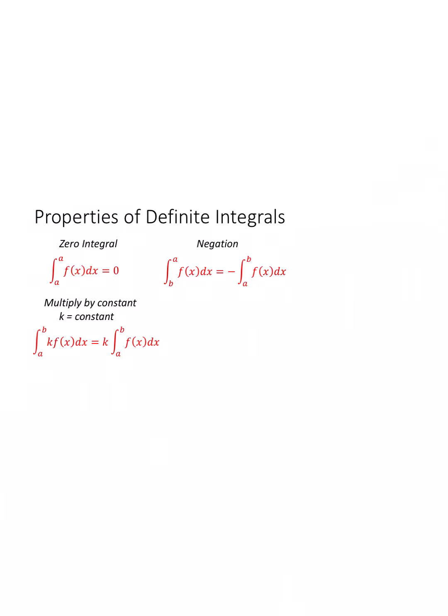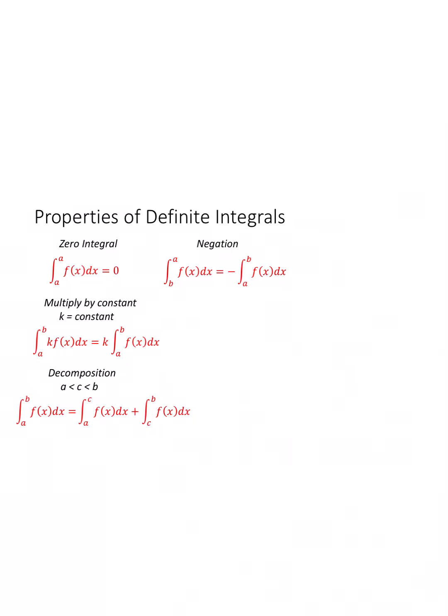Now let's look at negation, all right? So if we've got the integral from b to a of f of x dx, well, that is equal to minus the integral from a to b of f of x dx. So notice when we change the order of the limits, it becomes the negative, all right?